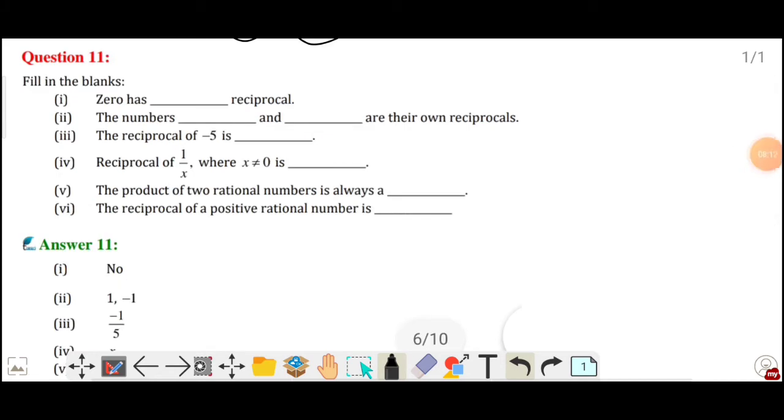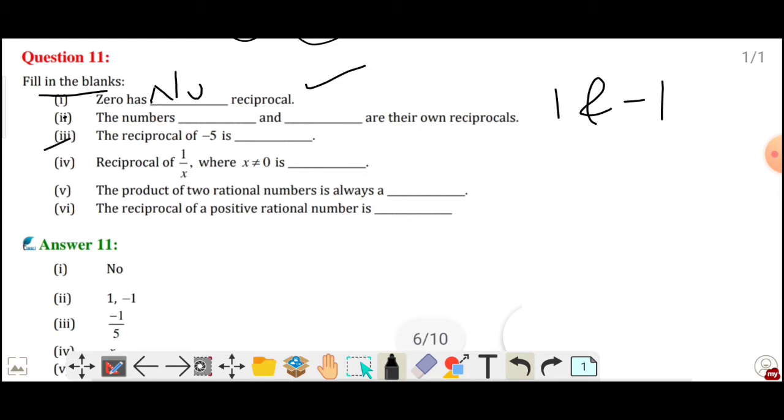Question number 11. Fill in the blanks. 0 has no reciprocal. You already saw 0 doesn't have any reciprocal. Therefore, no reciprocal. Question number 2. The numbers dash and dash are their own reciprocal. We already saw 1 and minus 1. These two numbers are having their own reciprocal. Same, own reciprocal.